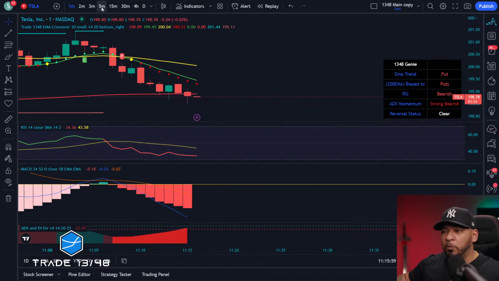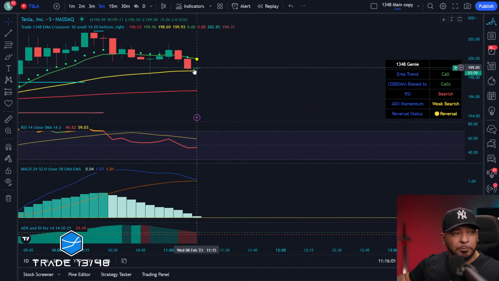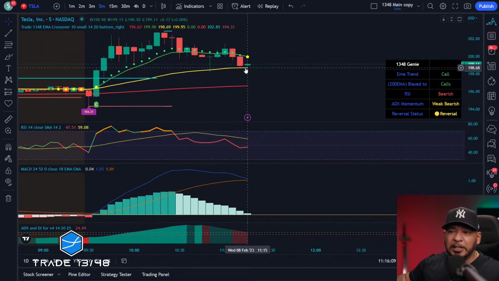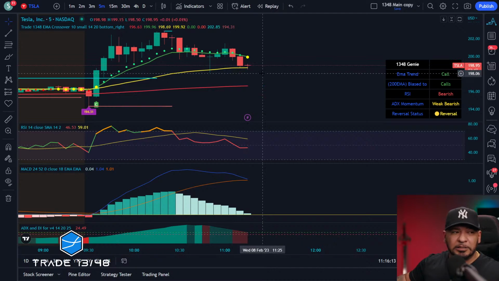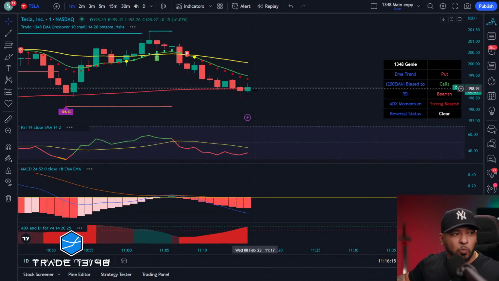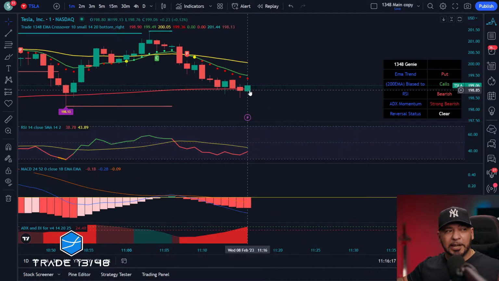So while we're here on the 5 minute and scalping this trade, we could say, all right, you know what? I have to get out of this. Maybe this is not a profitable trade. Okay. Maybe it's not. Just by virtue of the 1 minute telling you, hey, we're not quite there yet.